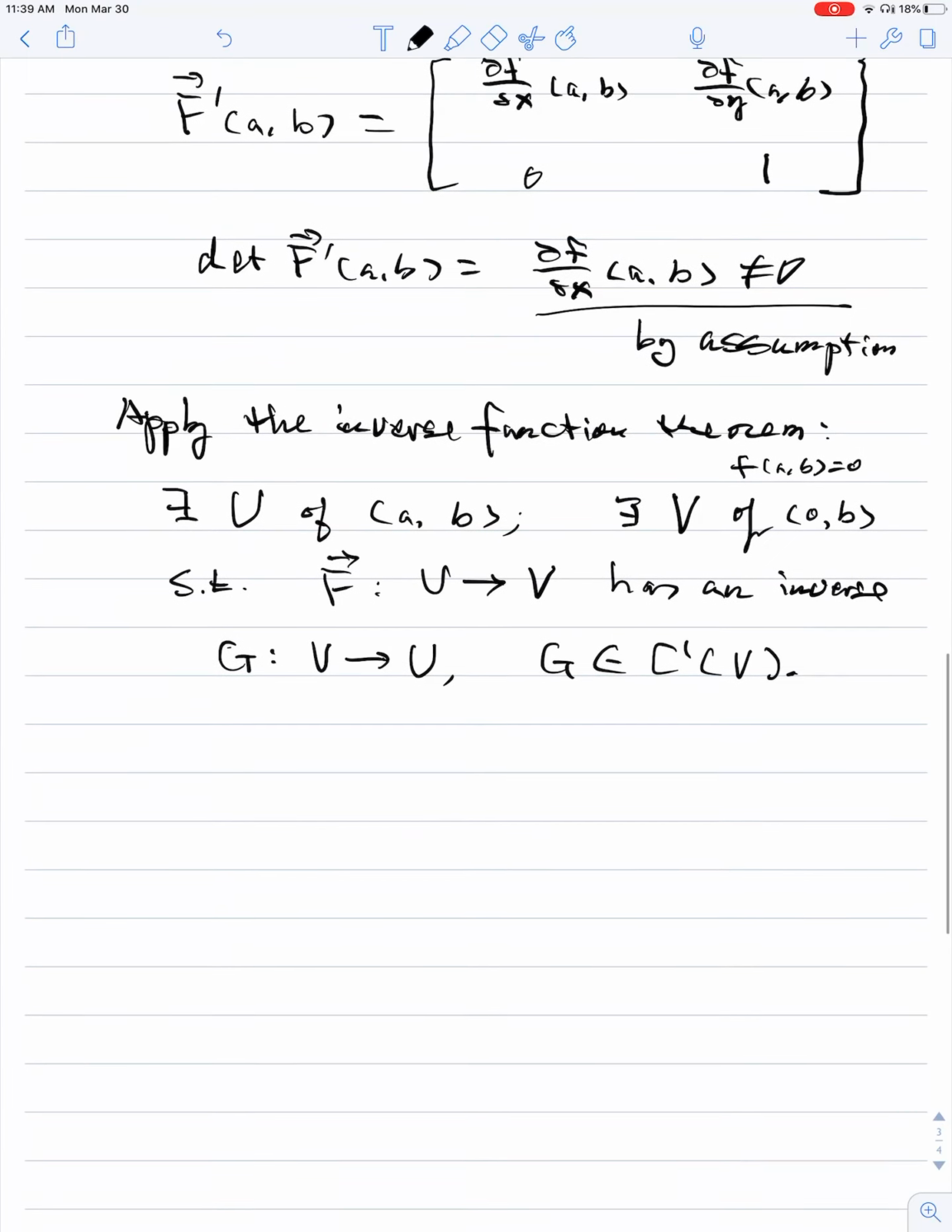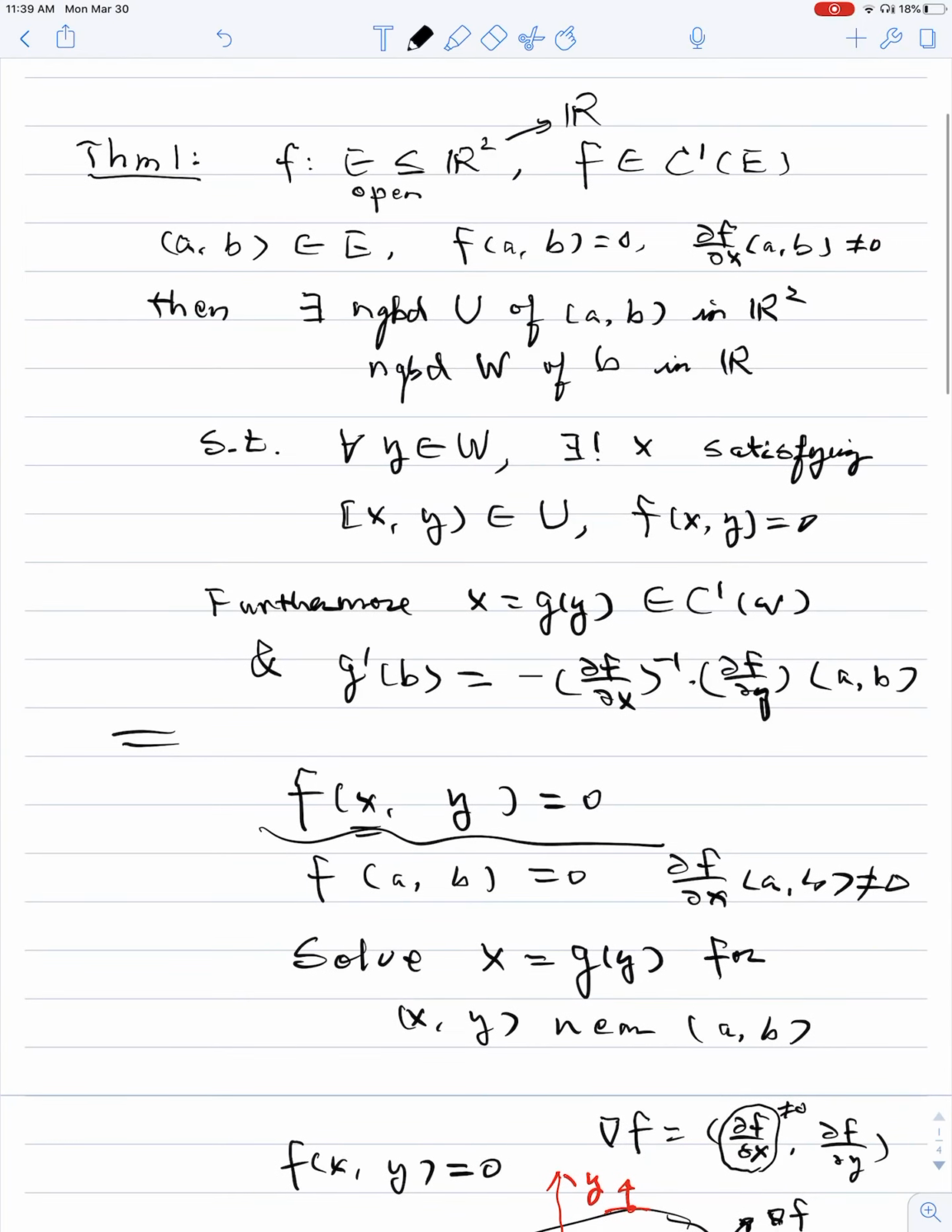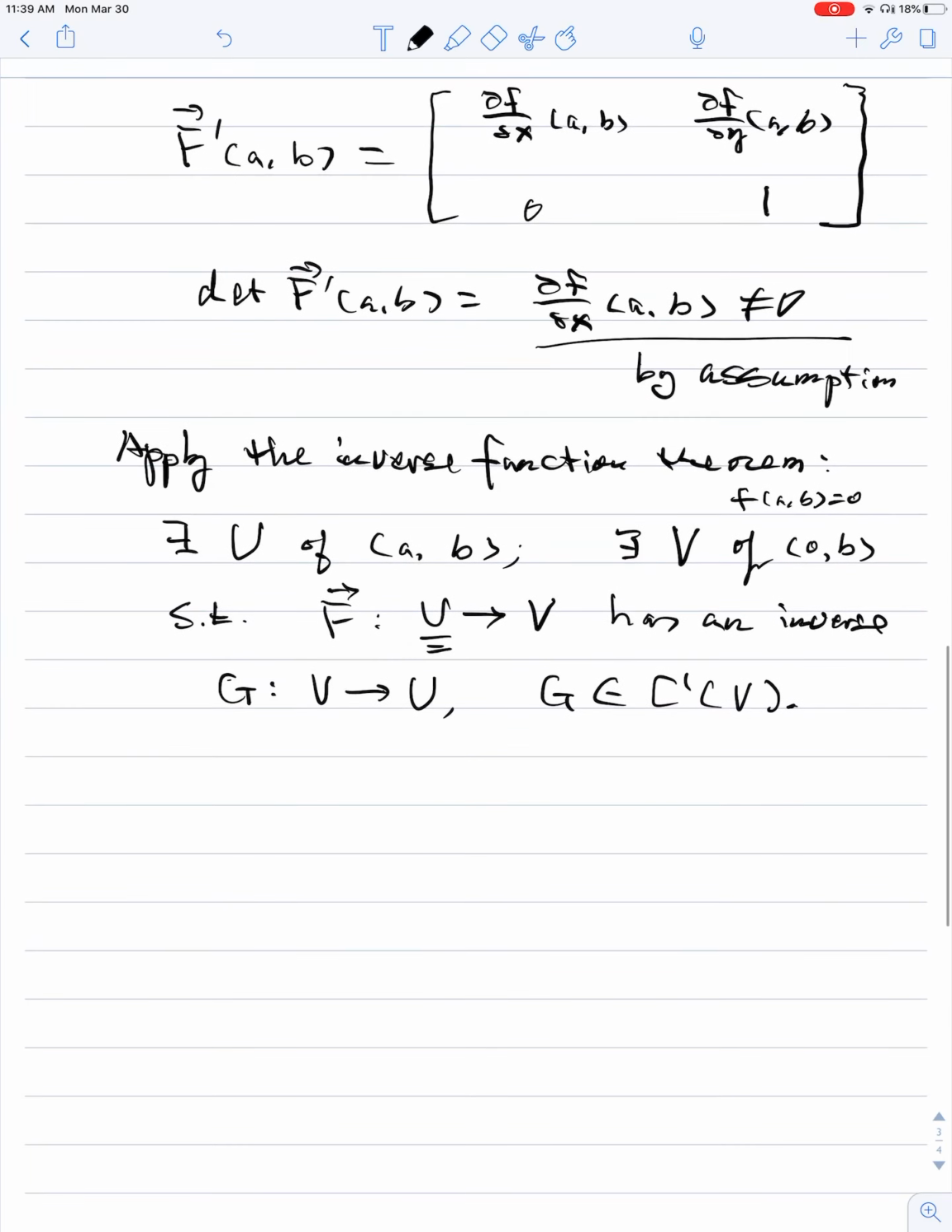Okay, so now we just need to use this conclusion, and we already know what U is in this theorem. Let's go back to this theorem. So we need to find W. W is actually easy. We just let W be the set of points y in R such that (0, y) is in U.